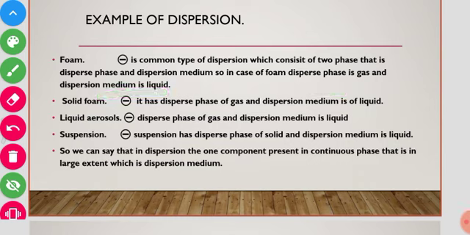After that, the second example is solid foam. Solid foam consists of two phases or two components, that is solid and gas. It is the combination of three substances, solid, liquid and gases. So if you consider the solid foam as a dispersion, we get the dispersed phase composed of gas and the dispersion medium from the liquid.